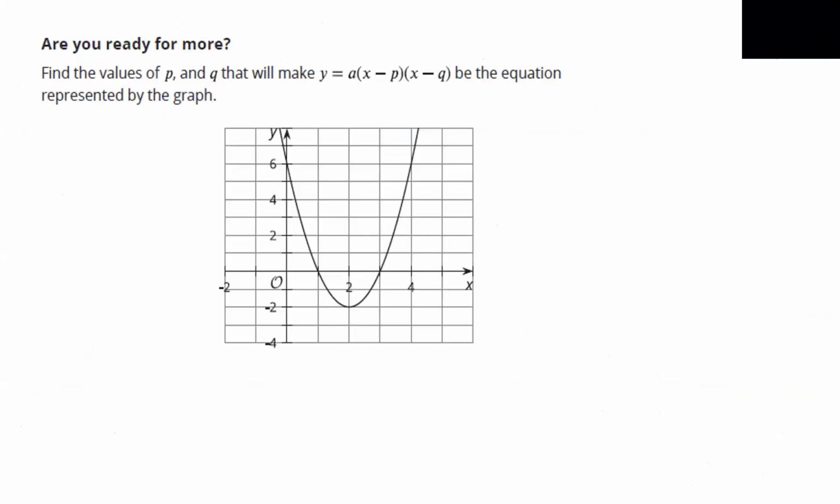The last thing that you guys are going to do is it says find the values of p and q. So you need to figure out what this equals and what this equals, given this equation represented by the graph. So look at this graph. You need to say what p equals and what q equals. Go ahead and put that in now.